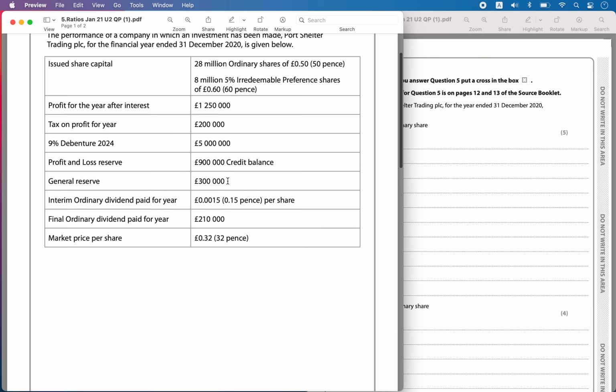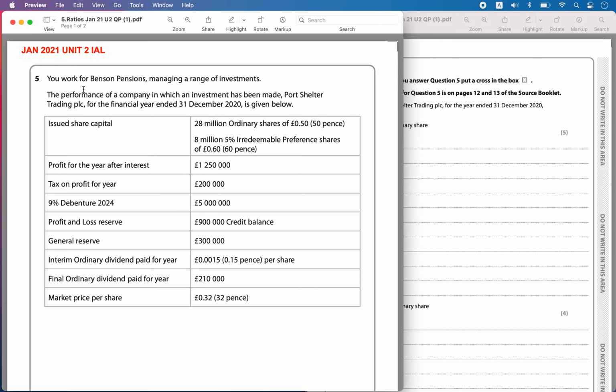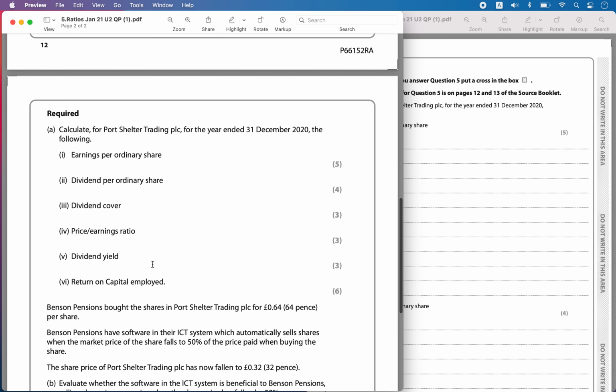Hello, today we are solving the Jan 2021 Unit 2 IA Edexcel paper. Question number 5. You work for Benson Pensions managing a range of investments. The performance of a company in which an investment has been made, Port Shelter Trading PLC, for the financial year ended 31st December 2020 is given below. So these are the things, the information that has been given here.